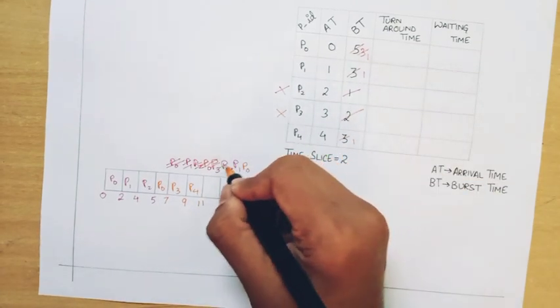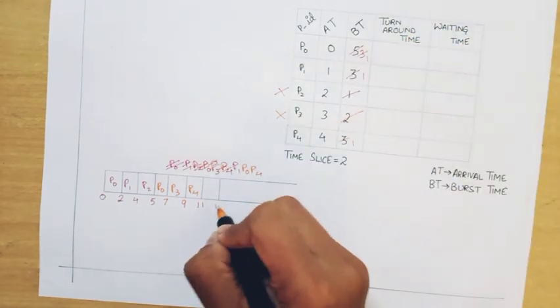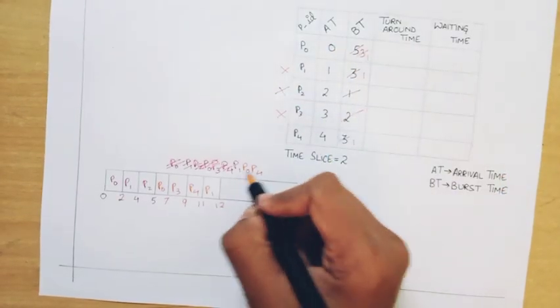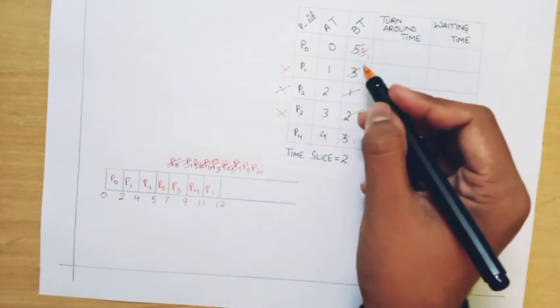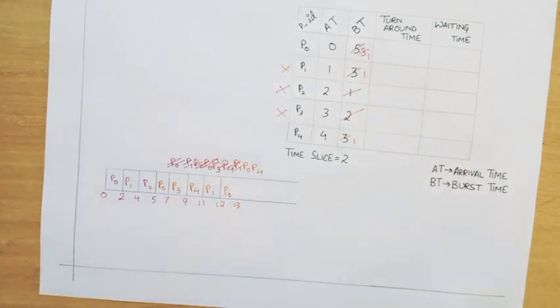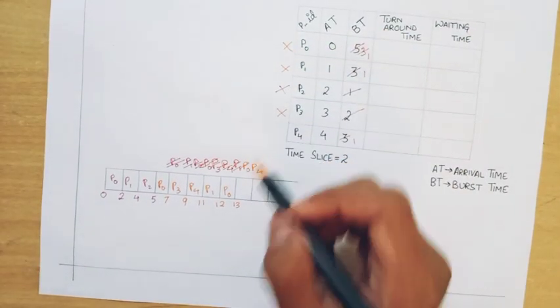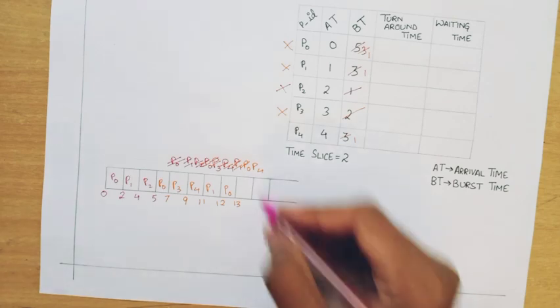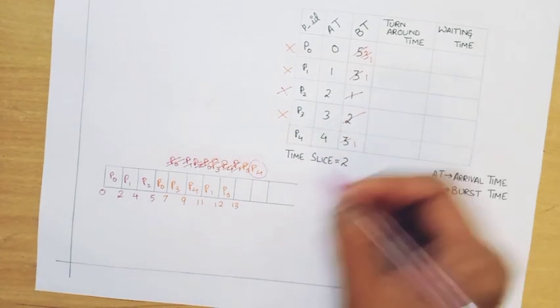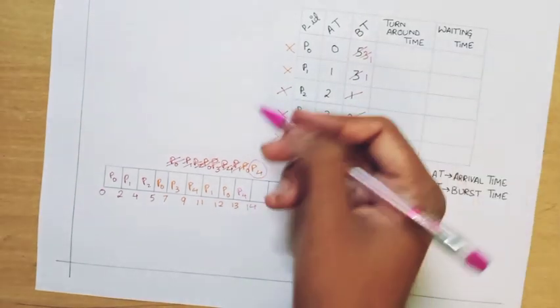Now what comes? After P4, P1. P1 has a requirement of 1 unit. It will work up to 12. It will also end. Then P0. P0 will work up to 13. So now P0 is also over. What comes next? P4 is the only remaining process and it requires only 1 unit of time. So P4 will execute till 14 and the whole process is complete.